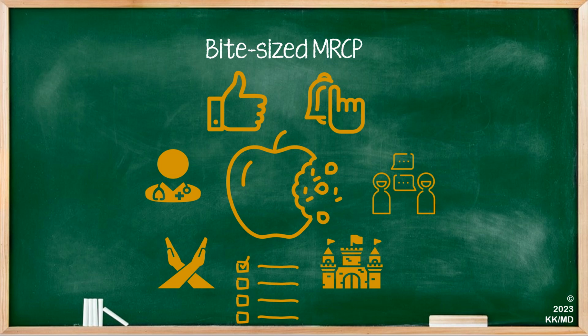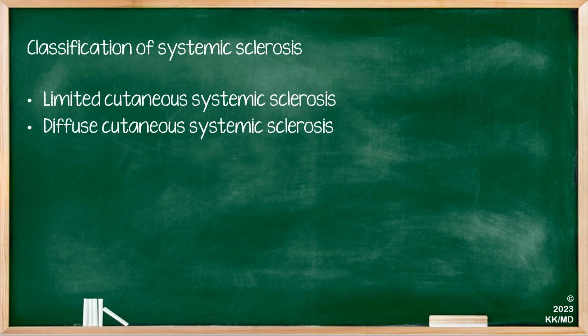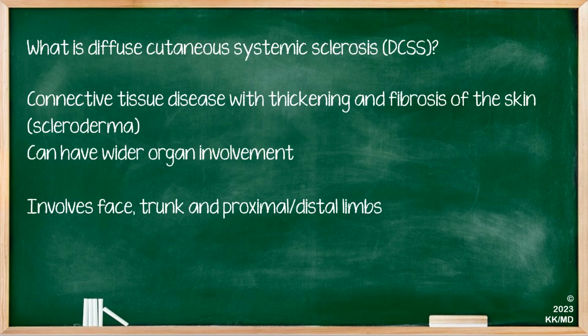Now, without further ado, let's get into today's topic, which is on diffuse cutaneous systemic sclerosis under the rheumatology section. So, you would have remembered from the previous lecture that cutaneous systemic sclerosis is divided into limited and diffuse subtypes, and today we're going to be talking about diffuse cutaneous systemic sclerosis. Please refer to our previous video, which goes in depth about limited cutaneous systemic sclerosis and everything that you need to know for your MRCP for that topic.